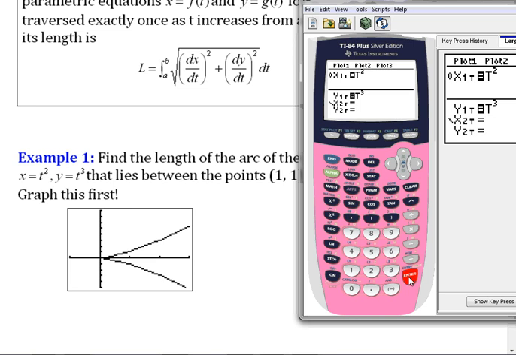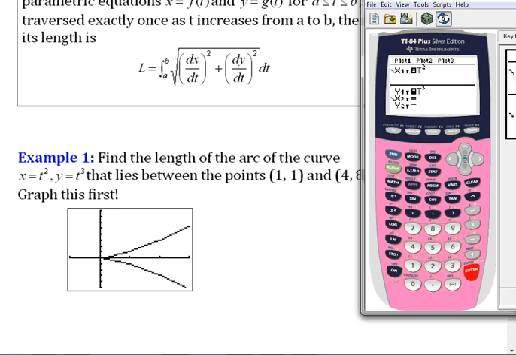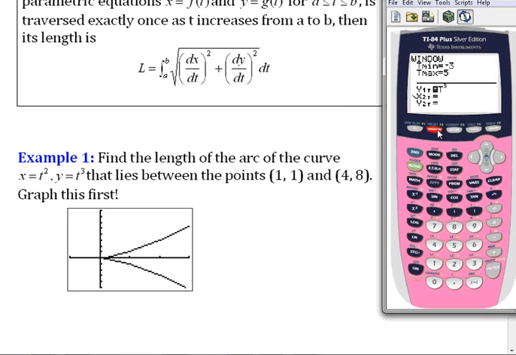I want the circle trace. And I want the points 1, 1, and 4, 8. So on my window, I'm going to make sure I get that.